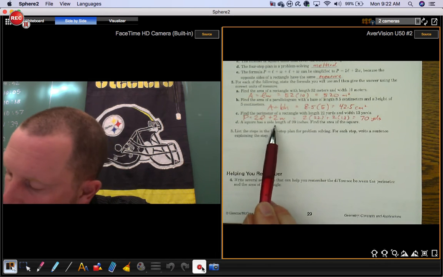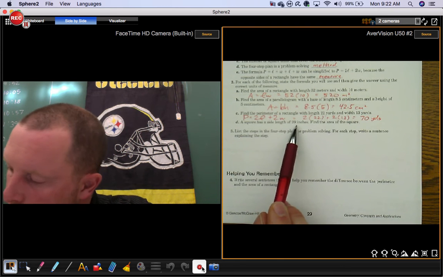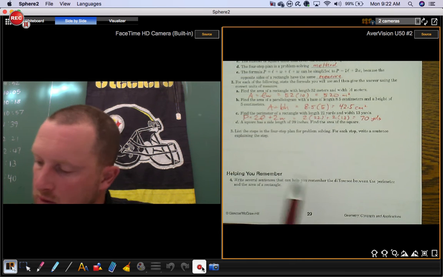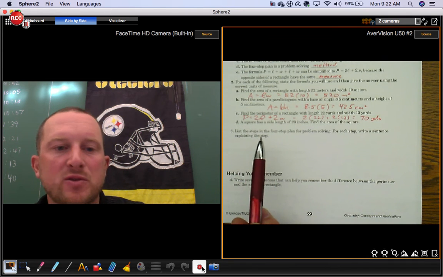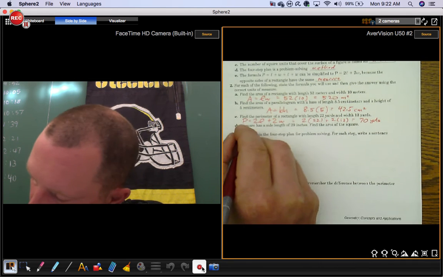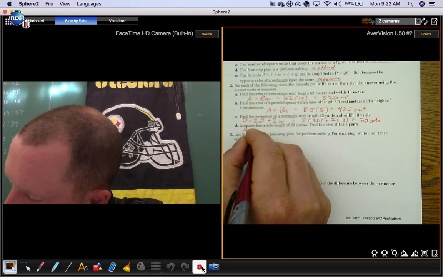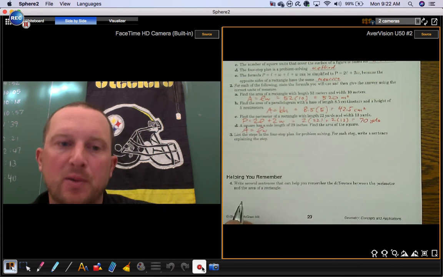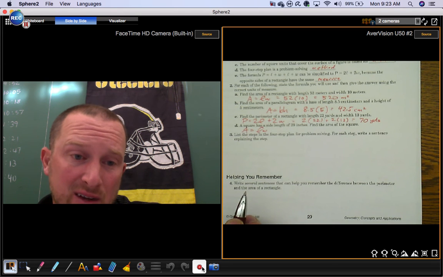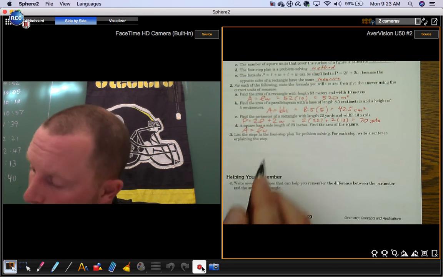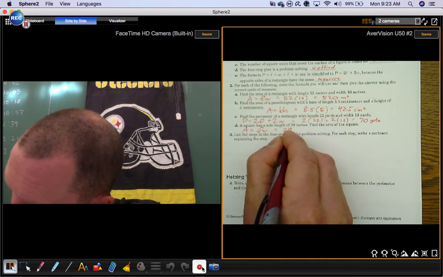Part D, a square has a side length of 29 inches. Find the area of that square. Now, you might say, well, we don't have a formula for area of a square. But we kind of do, because a square is a rectangle. But it's a special kind because all of the sides are the same. The length and the width are equal. So your length and your width are both 29.